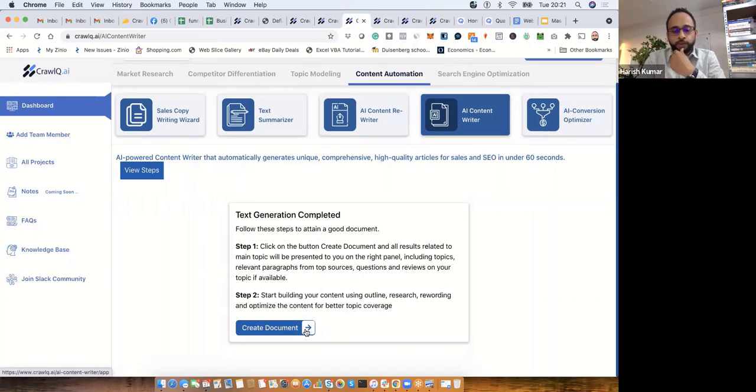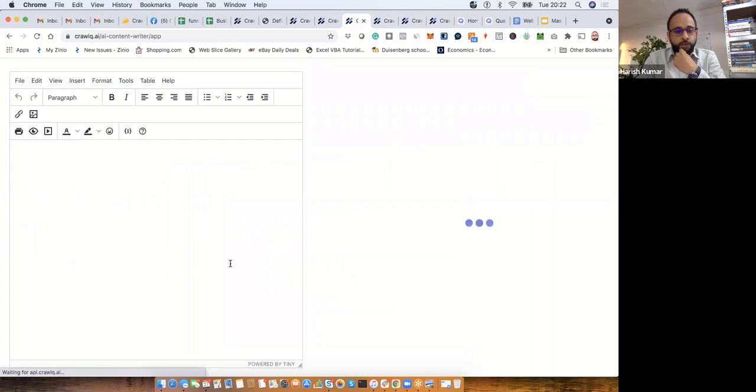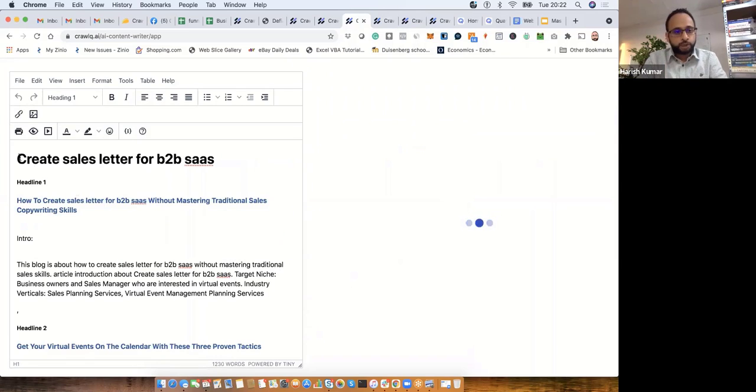It wasn't that long that I needed to go to other sections. I just wanted to cover that part. So now we have our initial goal. I want to create a sales letter for B2B SaaS. I should have been very specific here, but it has taken some input from our headline: How to create sales letter for B2B SaaS without mastering traditional sales copywriting skills.